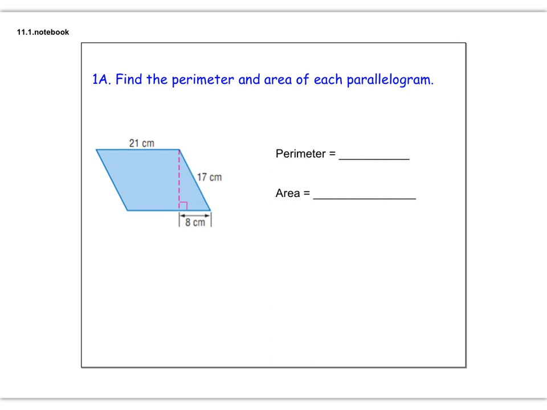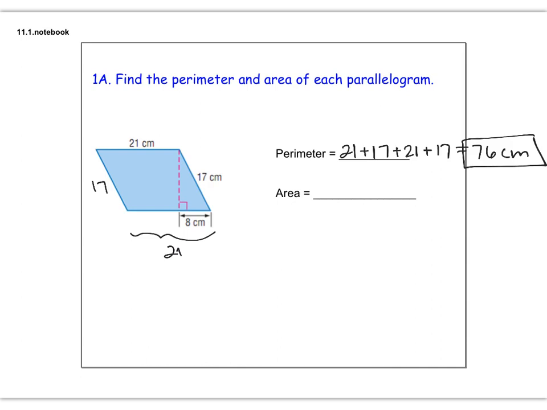Let's find the perimeter and the area of this parallelogram. Now, perimeter is the distance around the outside. And one of the things we know is opposite sides are parallel in a parallelogram, but also opposite sides are congruent. So this side down here would also be 21. This side over here would also be 17. So to find the perimeter, we're just going to add 21 plus 17 plus 21 plus 17, add up the four sides, and that ends up being 76 centimeters. That's the distance around the perimeter of the parallelogram.